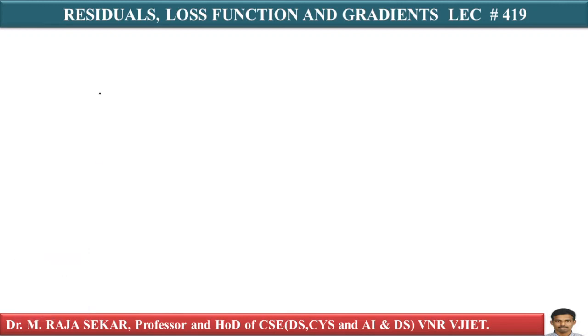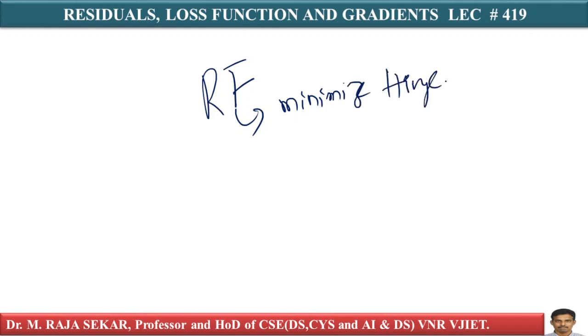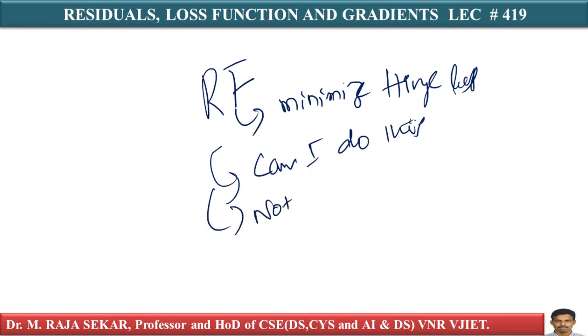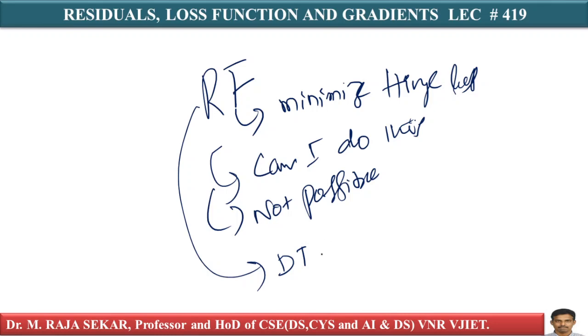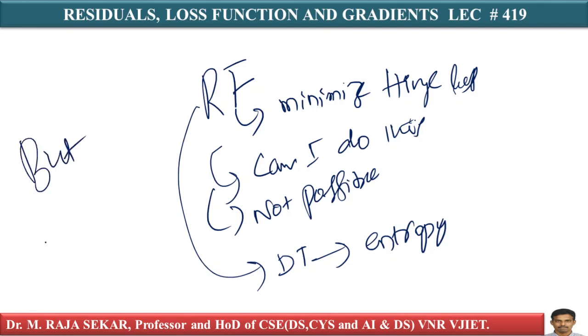Let me repeat the question. If I want to build a random forest with the intention of minimizing hinge loss, can I do this? Not possible. What is the reason? Random forest means decision trees, and each decision tree is minimizing entropy, not hinge loss.